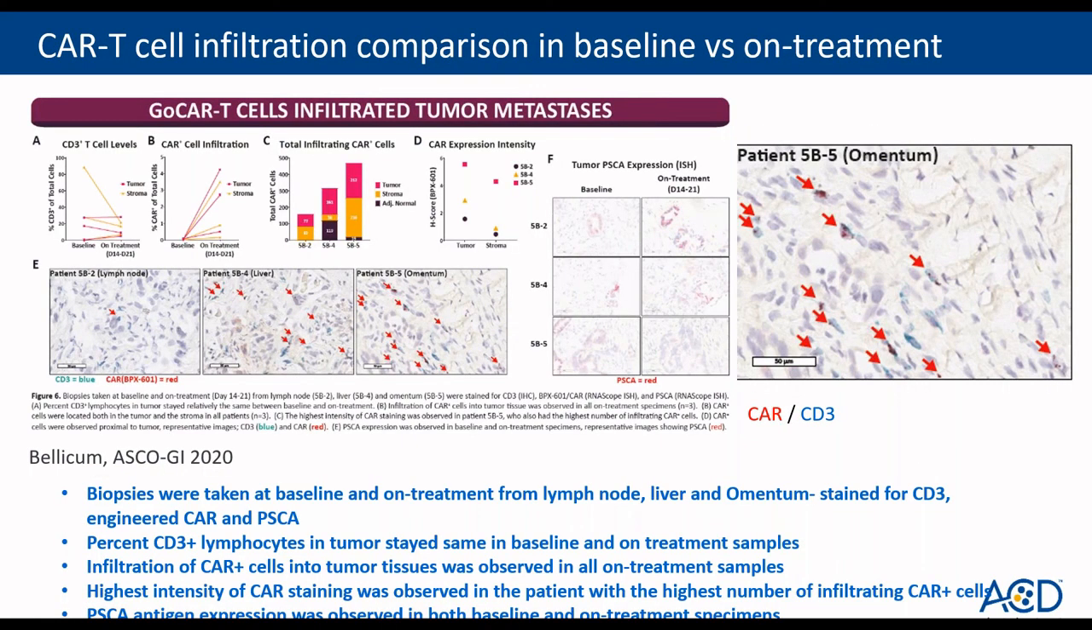This is data which was presented by Bellicum at ASCO GI recently in 2020. And using RNAscope in situ hybridization, they observed infiltration of CAR-positive cells into tumor tissues in all treatment samples, whereas endogenous PSCA expression and CD3 positive lymphocytes remained at the same level in baseline and on treatment samples. And Bellicum will be using RNAscope for their upcoming clinical trial.